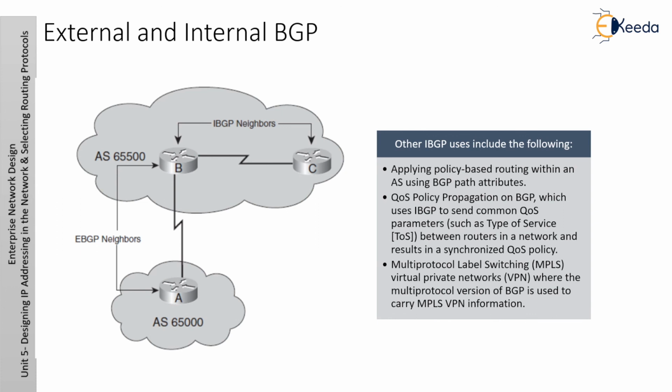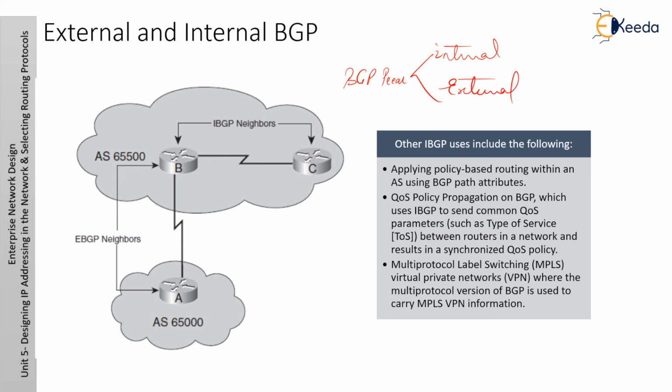Now come to external and internal BGP. BGP uses TCP to communicate. Any two routers that have formed a TCP connection to exchange BGP routing information, or you can say a BGP connection, are called peers or neighbors. BGP peers can be either internal or external. Clear?